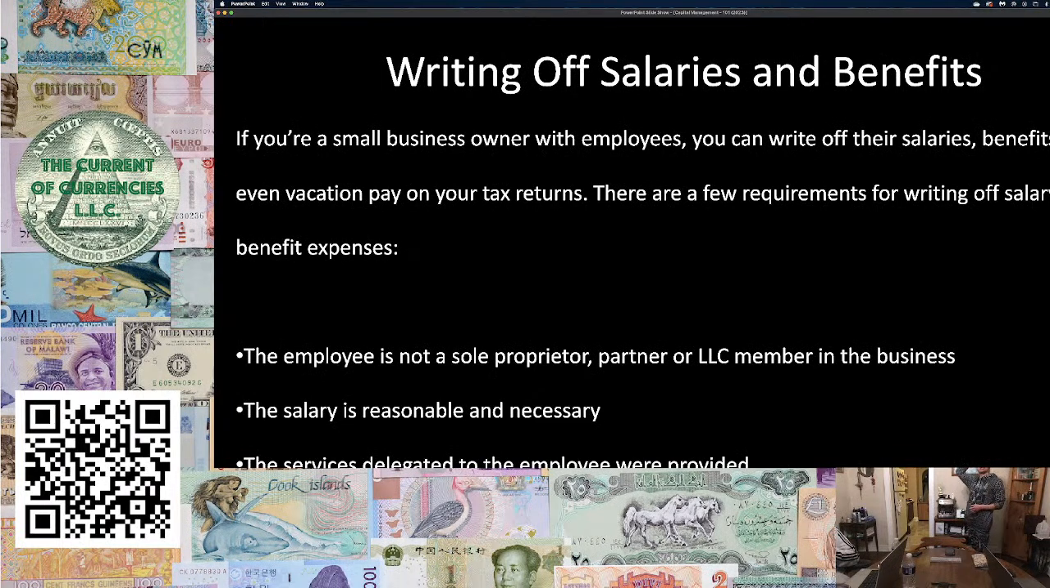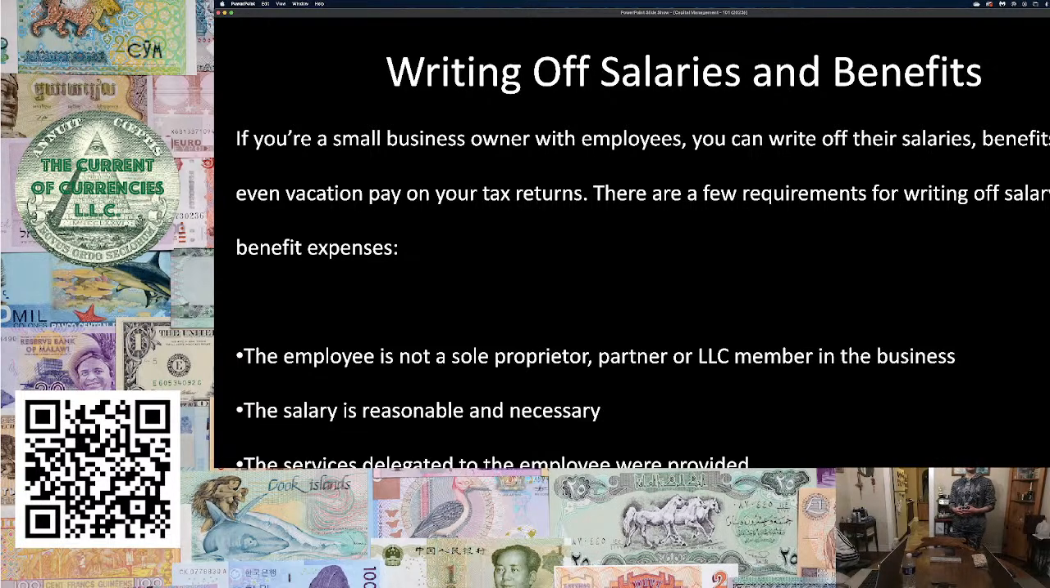Writing off salary and benefits. So if you're a small business owner with employees, you can write off their salaries, benefits, and even vacation pay for your own taxes. There are a few requirements for writing off salary and benefit expenses.